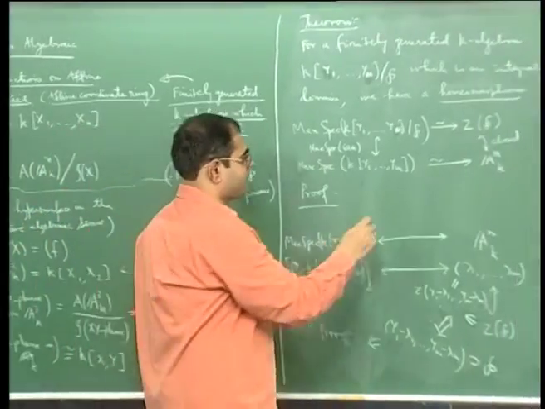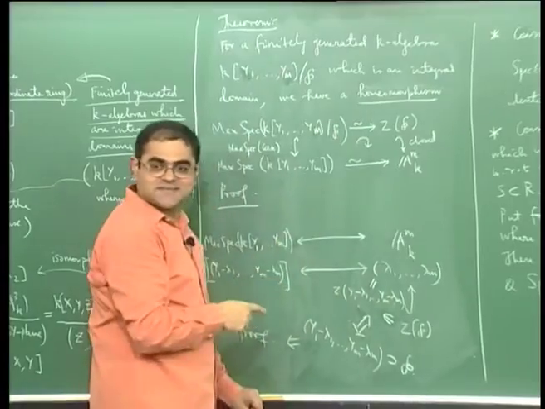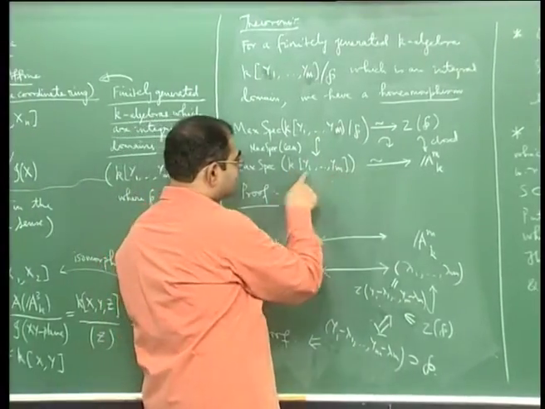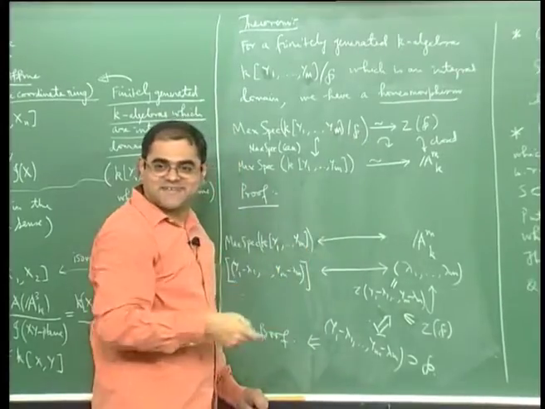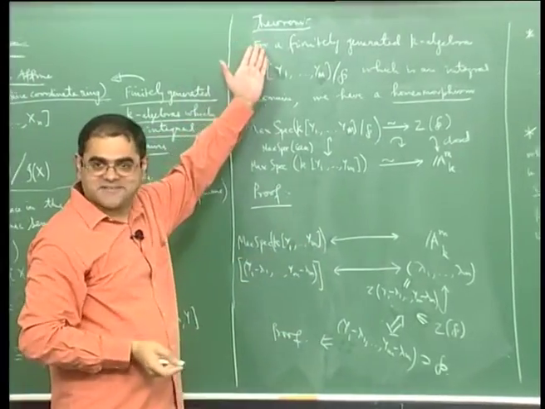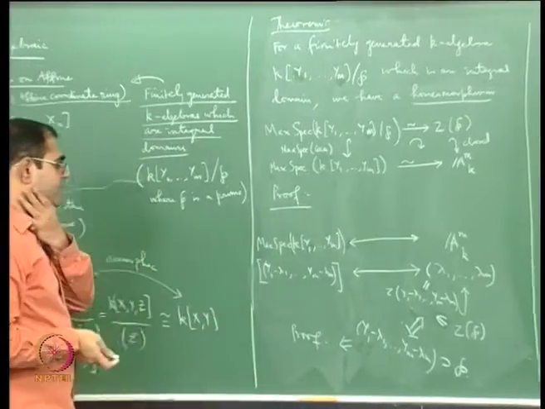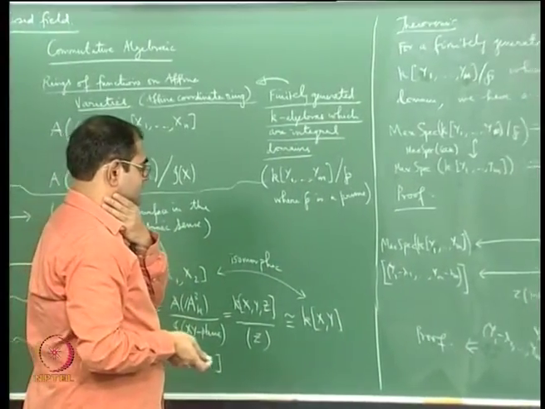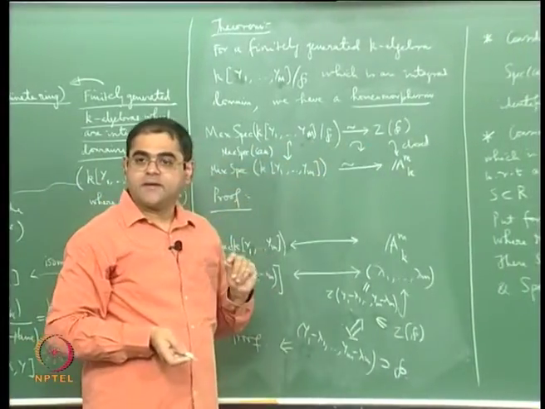This diagram commutes. This is the Nullstellensatz, and this is also derived from the Nullstellensatz. So it is actually the Nullstellensatz for affine space, restricted to a closed subset. That is exactly the statement of this theorem. It is simply the Nullstellensatz restricted to a closed subset, nothing more than that, okay. So that tells you how you get this bijection, okay.